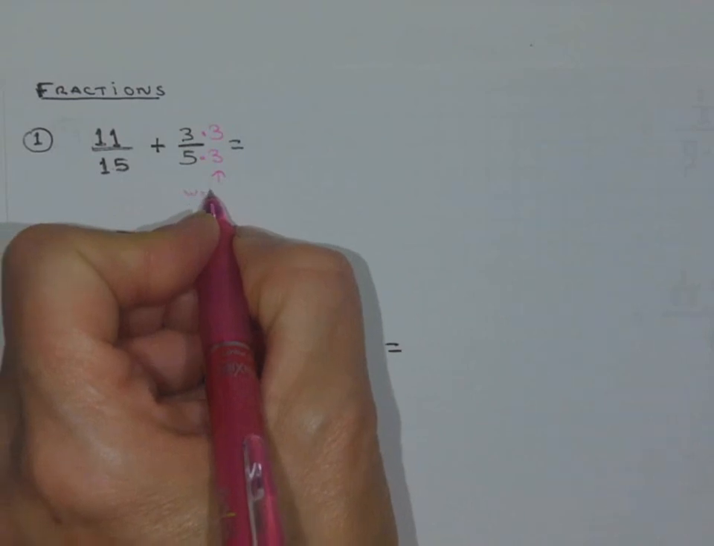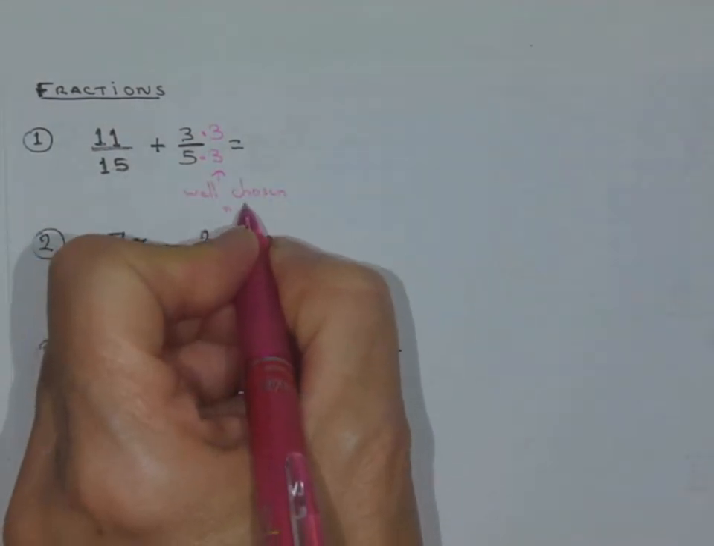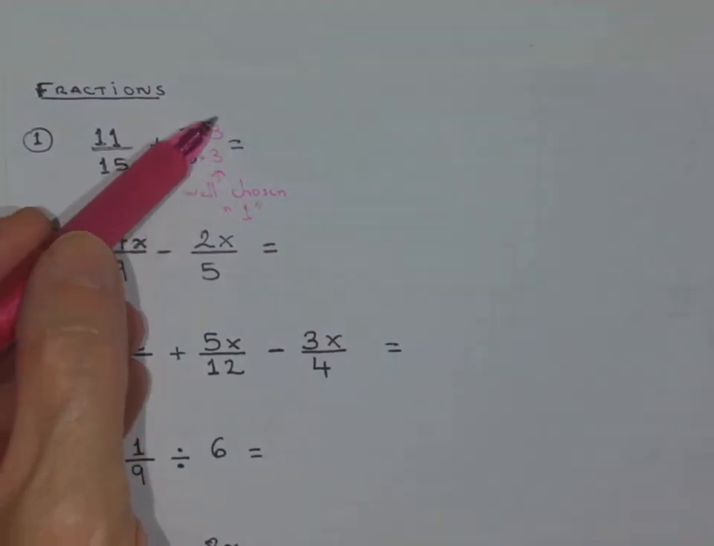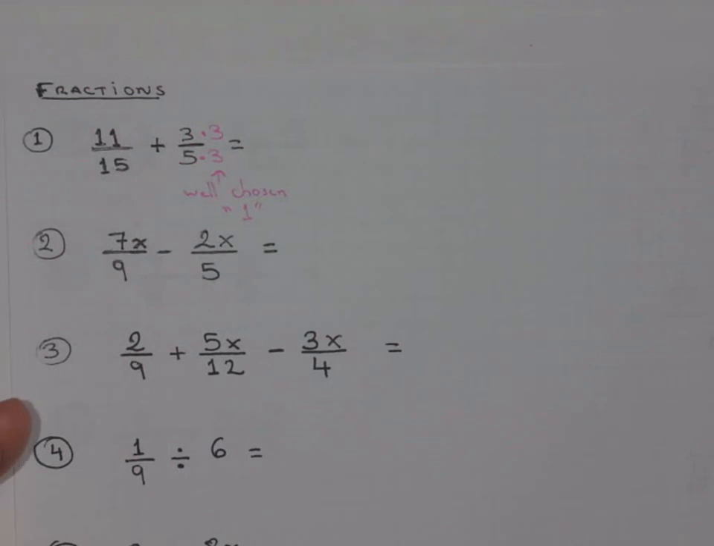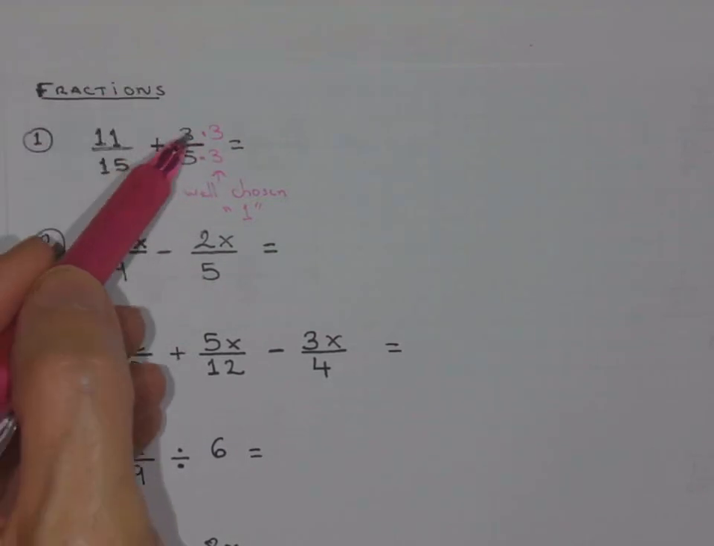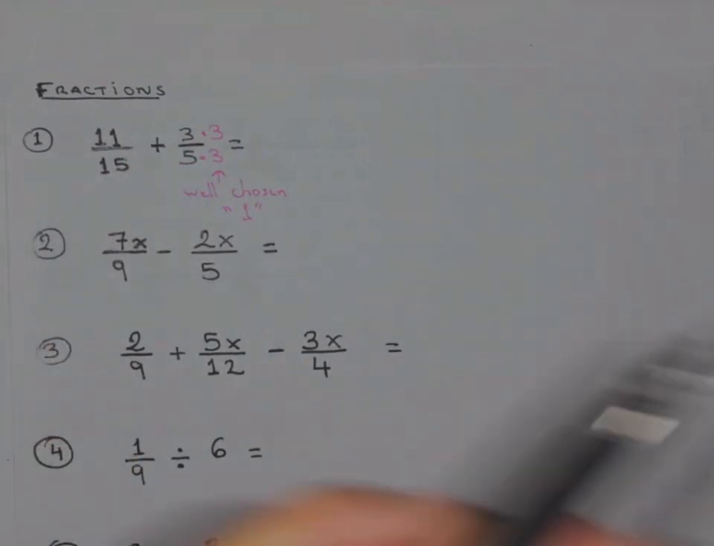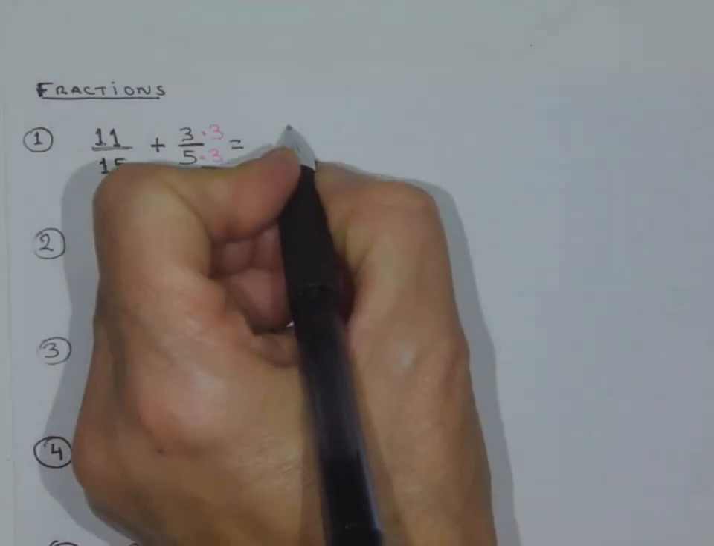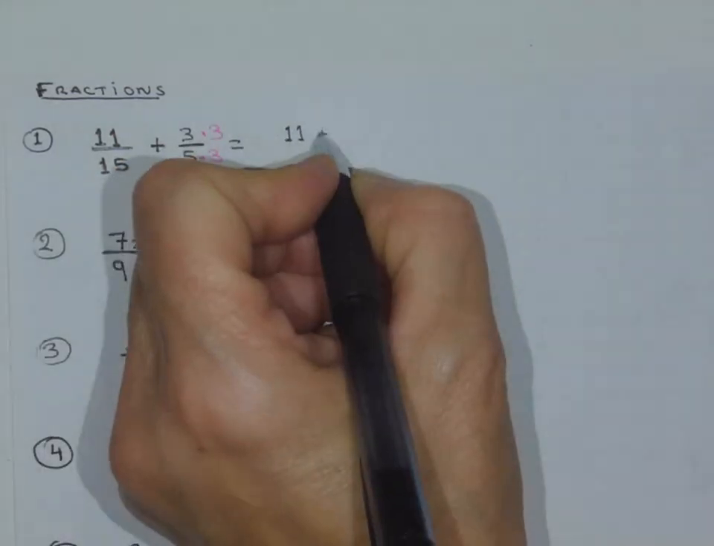So this is what I call this well-chosen 1, right? Because it's just a 1, 3 over 3. Multiplication by 1 is not changing anything, right? And so, but now I have a 15 in the denominator. This is what I had here. So now I can actually do that, right? So it will be 11 plus 3 times 3, which is 9.